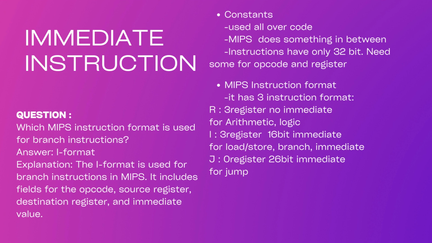Okay, the question is, which MIPS instruction format is used for branch instruction? The answer is I format. Explanation: the I format is used for branch instructions in MIPS. It includes fields for the opcode, source register, destination register, and immediate value.